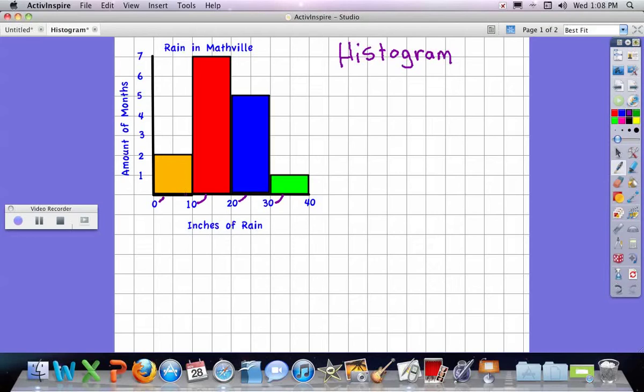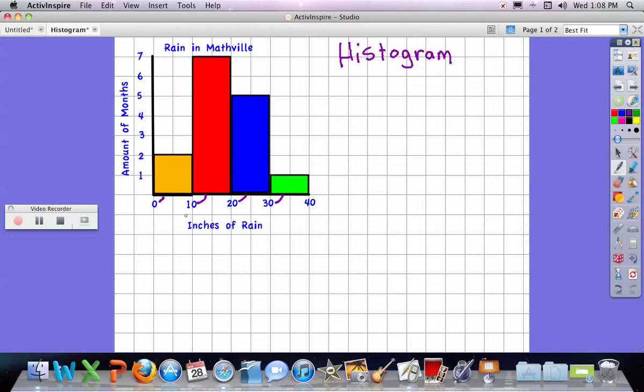You could also be asked to tell what conclusions you can draw. Well, if I look at the bins, I can see 10 to 20 inches is the most amount of months because it's at 7 months. Most months have less than that, and only 1 month has more than 30 inches of rain. So when you draw a conclusion, as long as you tell something that is true about the graph, your conclusion's correct. You could say, only 2 months get 0 to 10 inches of rain.